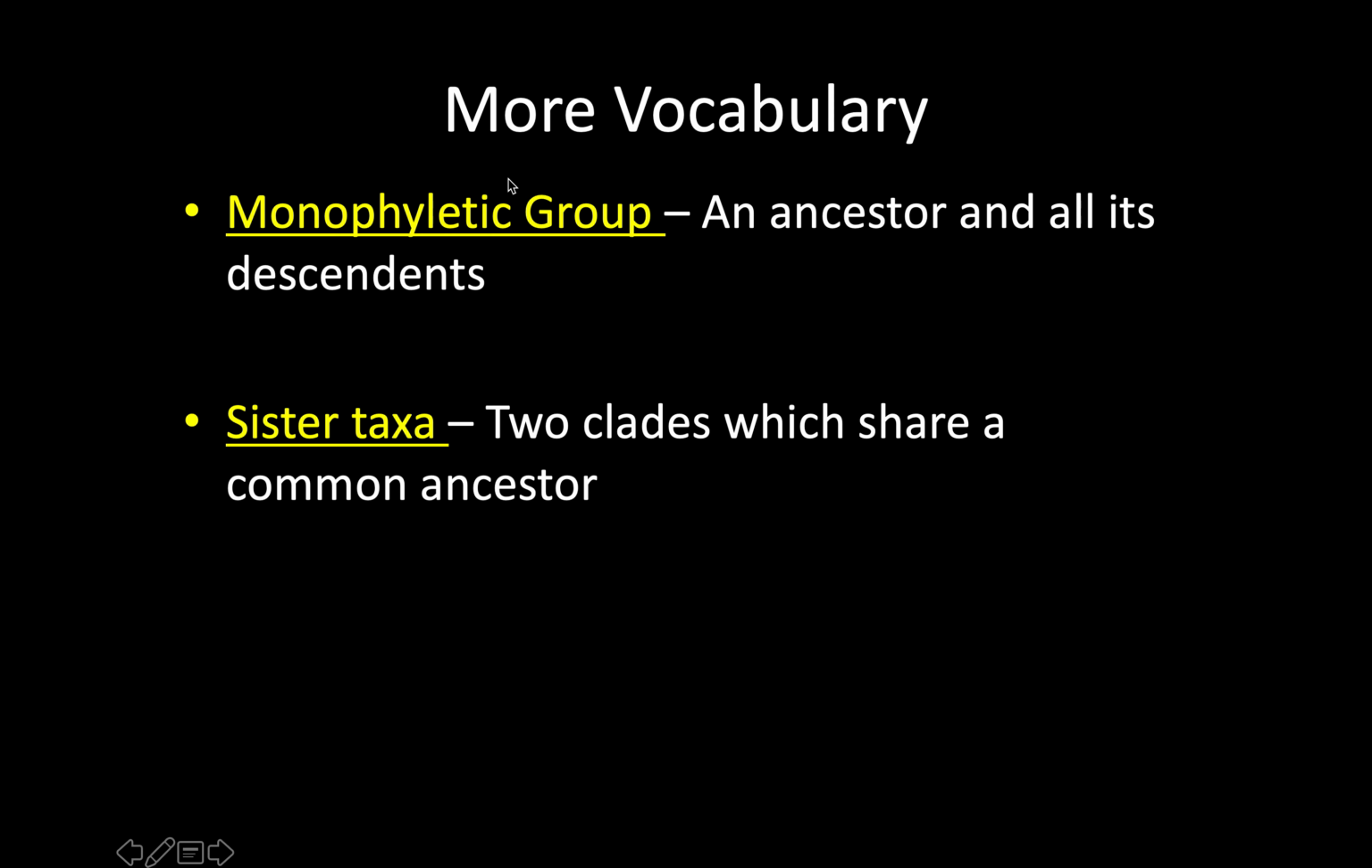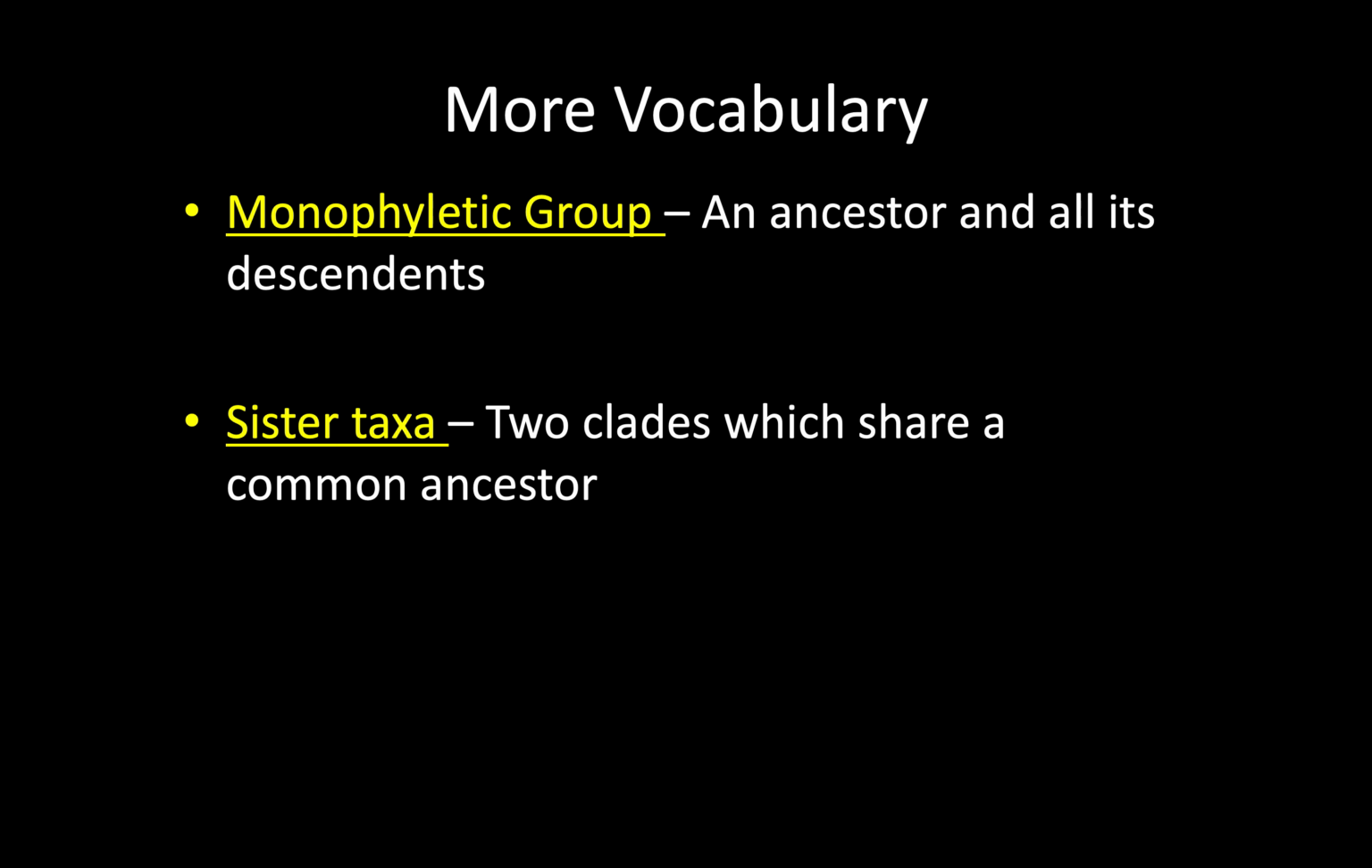All right, more vocabulary. I promise we won't give you this much vocabulary in other lectures, but this is a very important lecture for us. So a monophyletic group: mono means one, phyletic means group. So it literally means one group. That means an ancestor and all of its descendants.